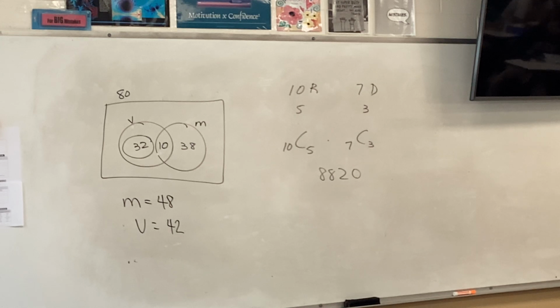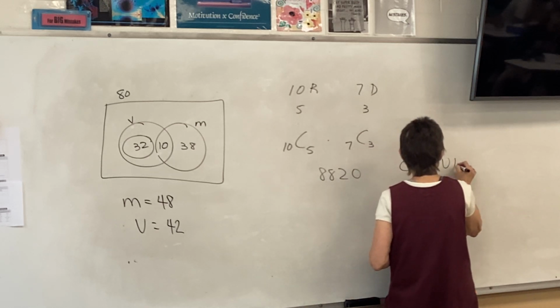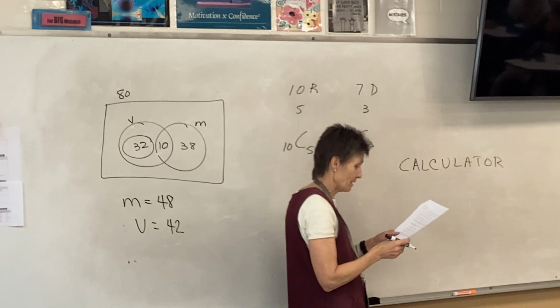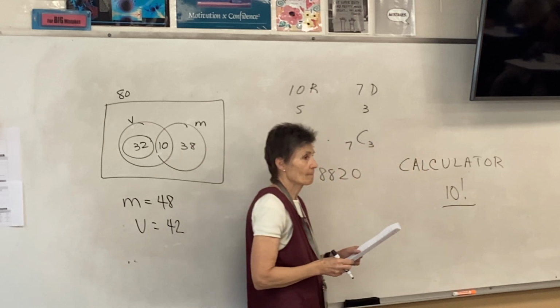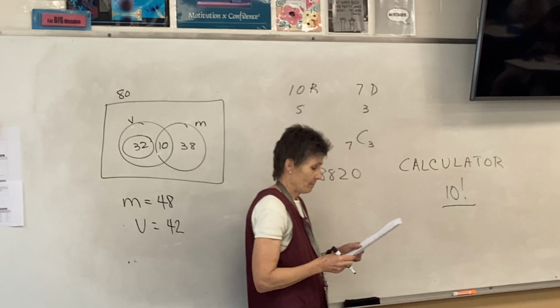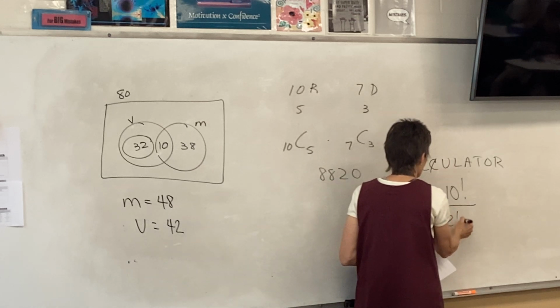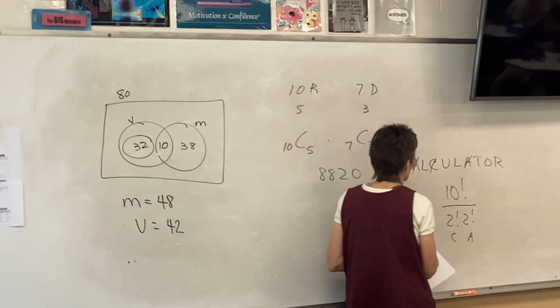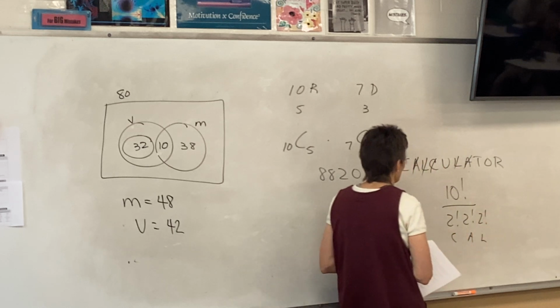How many 10-letter words can be formed from the letters of the word calculator? So first thing you want to do is count the letters. I know they tell you there's 10, but count them. So there's 10 letters in the word. So we start with 10 factorial. Then what? Count how many are repeating. I have 2 C's, 2 A's, 2 L's, 2 N's, and that's it.